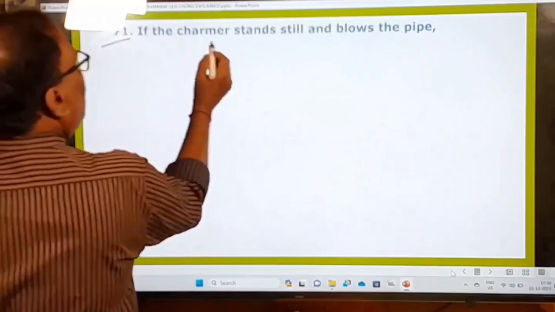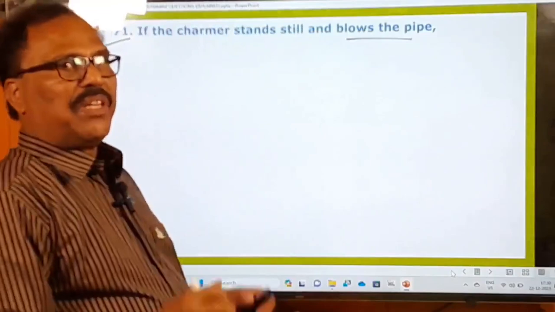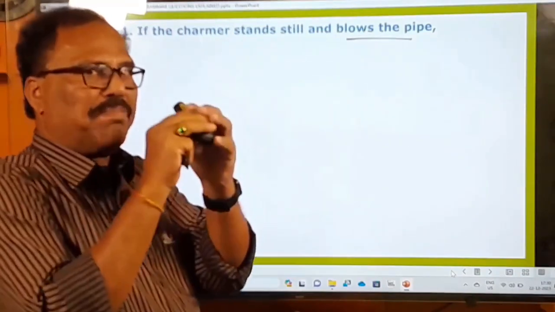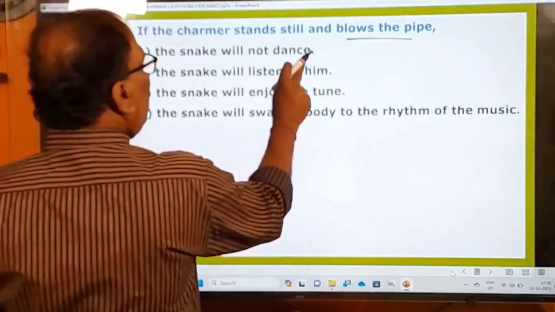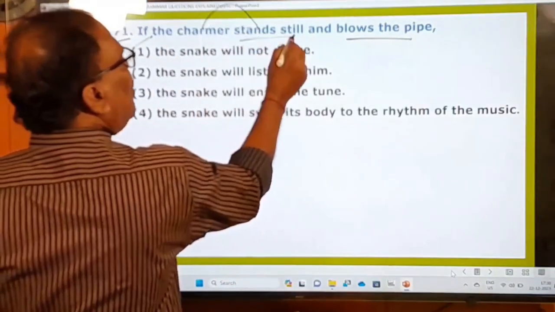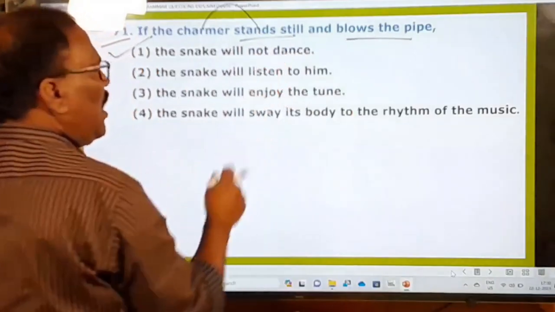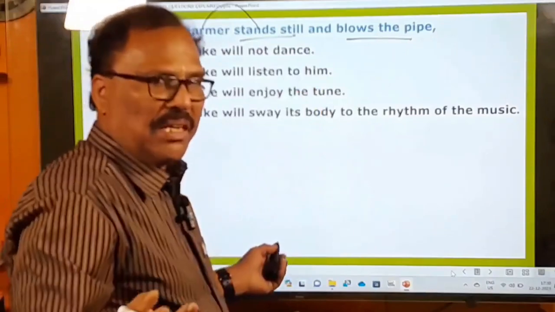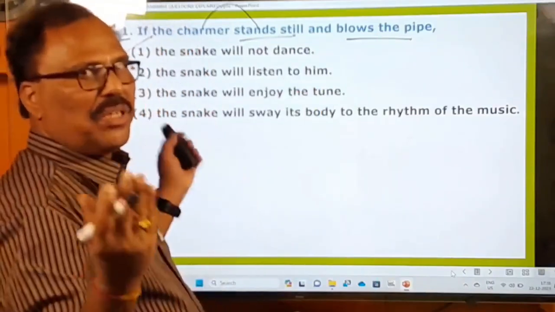71st question. If the charmer stands still and blows the pipe, suppose the charmer stands still without moving the pipe and blows the pipe, what happens? The snake will not dance. Yes, the very first one is the right one. If the charmer stands still and blows the pipe, the snake will not dance. Only if the pipe moves here and there, according to its movement, the snake will move and you think it is dancing according to the music. That is only our mistake, right?